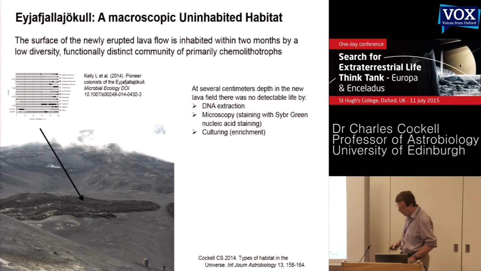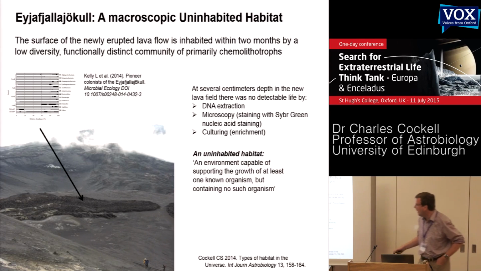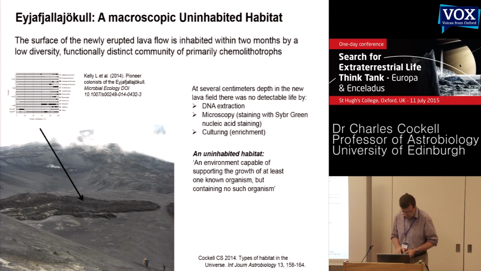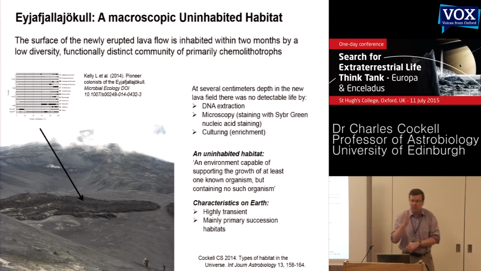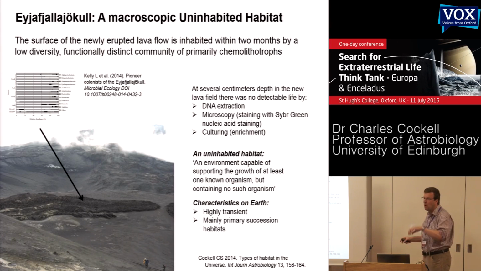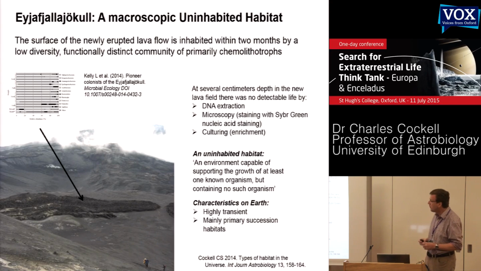So this could be an example of an uninhabited habitat, and this is what got me thinking about uninhabited habitats, that, as I said earlier, we might describe as an environment capable of supporting the growth of at least one known organism, but containing no such organism. And on the Earth today, we would expect to find these environments primarily as being highly transient and mainly in primary succession habitats like lava flows, where you've got a new habitable environment that's just been formed, but life has not yet had time to become established there. And that period of becoming established is, as I said in that earlier slide, likely to be extremely short.